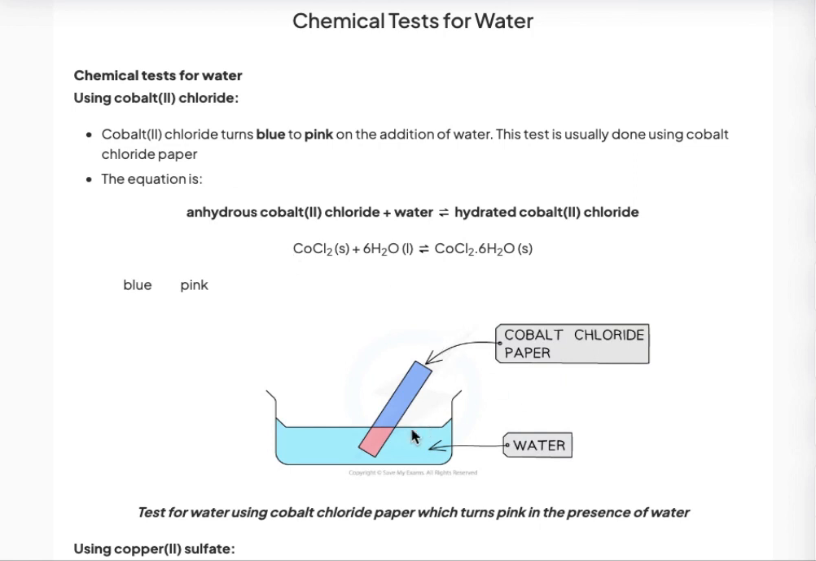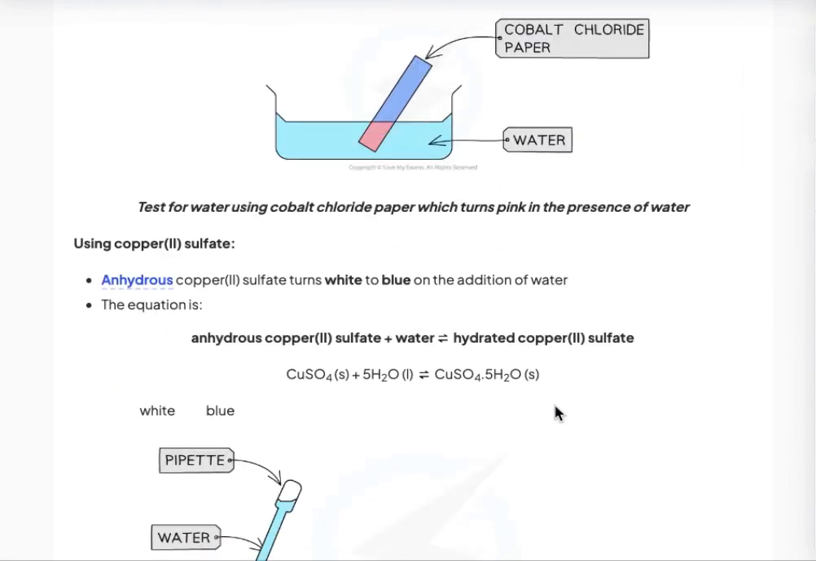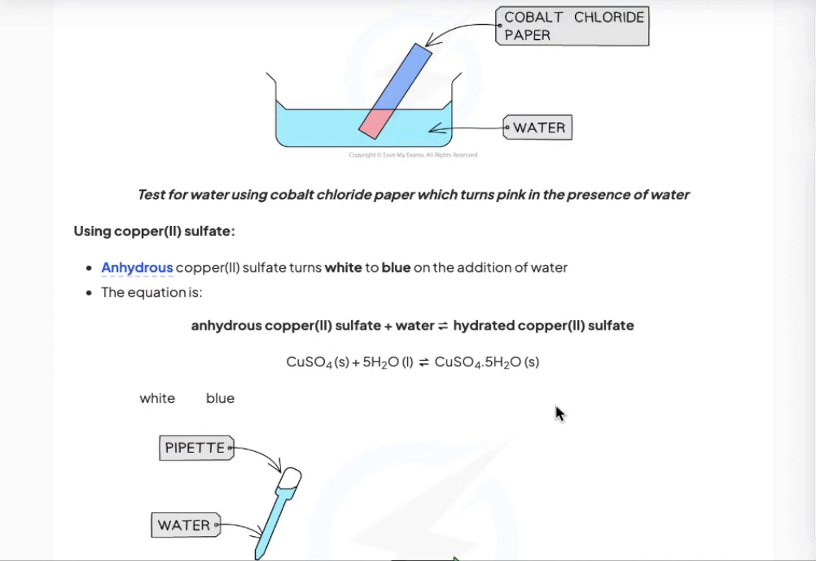So just taking the cobalt 2 chloride paper and dipping it into water is the test for water. The color will definitely change. Water will change the color of blue cobalt 2 chloride paper to pink. Now, copper 2 sulfate.